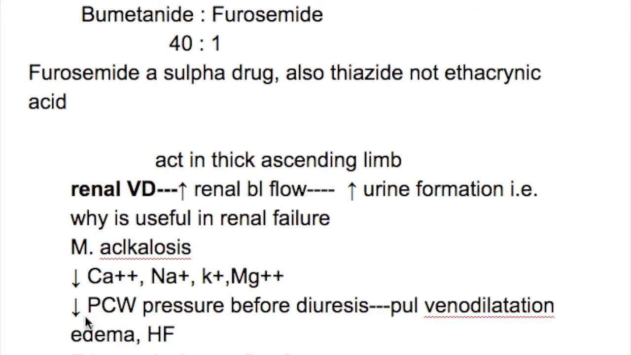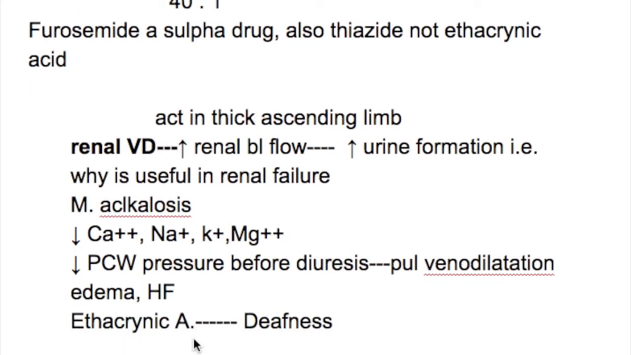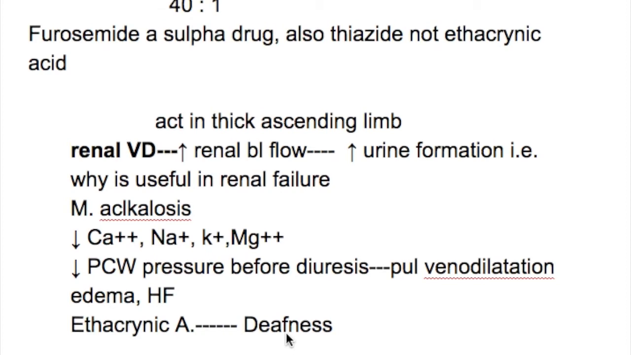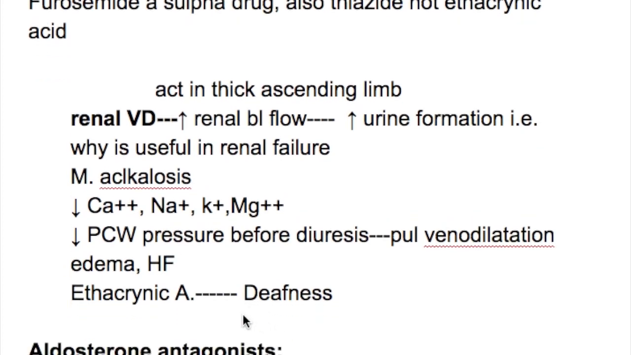What is the effect of a loop diuretic like furosemide on the pulmonary pressure? It decreases the pulmonary capillary wedge pressure, and it's very quick, before it causes diuresis. And this action is done by pulmonary vasodilatation and venodilatation. So that is why this drug is very effective in pulmonary edema and in acute heart failure. Which loop diuretic causes deafness? Ethacrynic acid causes deafness. Furosemide also causes tinnitus and deafness.